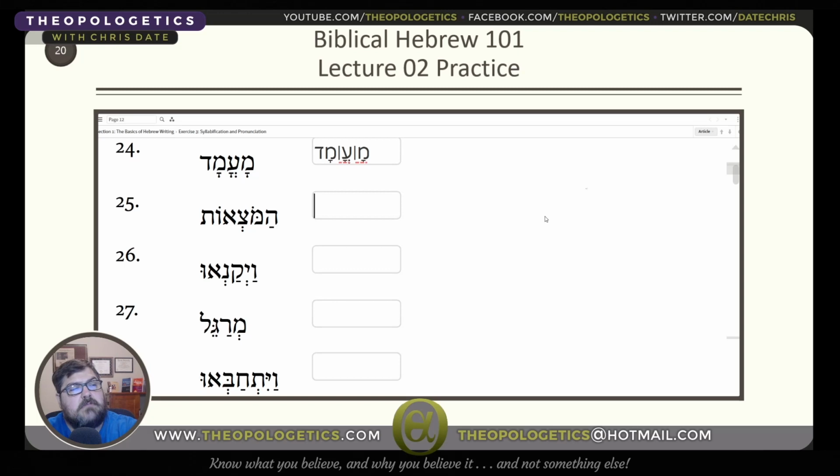Hamotzot. All right. We've got a mem with a dagesh forte in it, so that's our first syllable, ham. Then mem with a holem and a tsade with a shva, that's the second syllable, motz. And then the aleph with a holem vav followed by a tav is the third syllable. So ham motz ot, ham motzot.